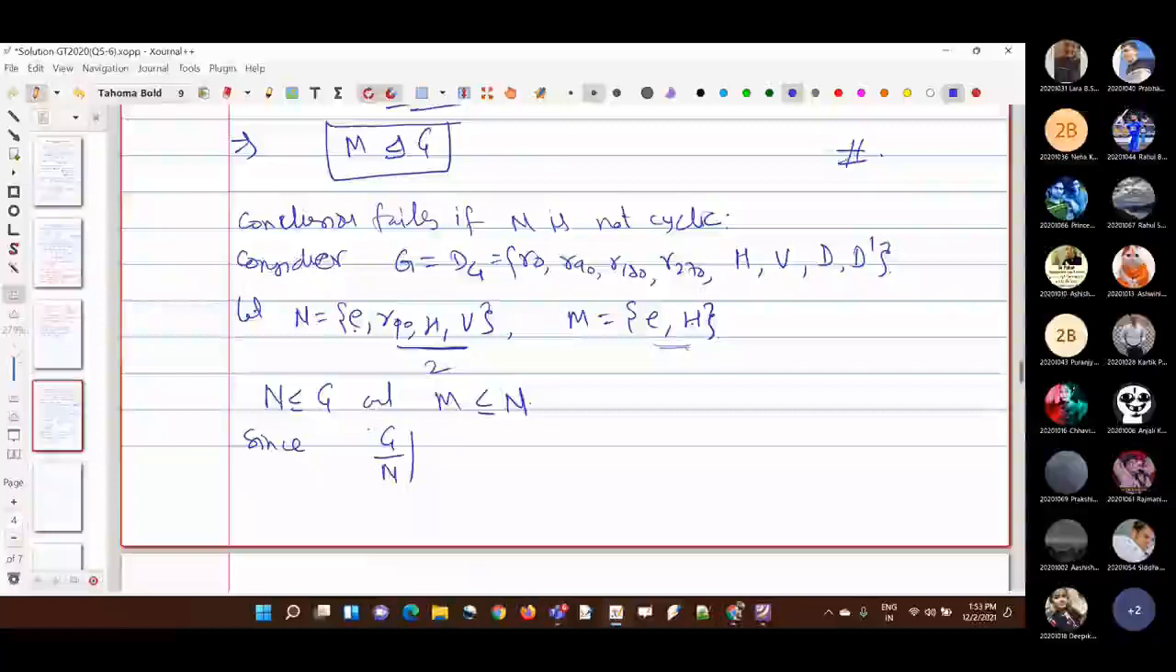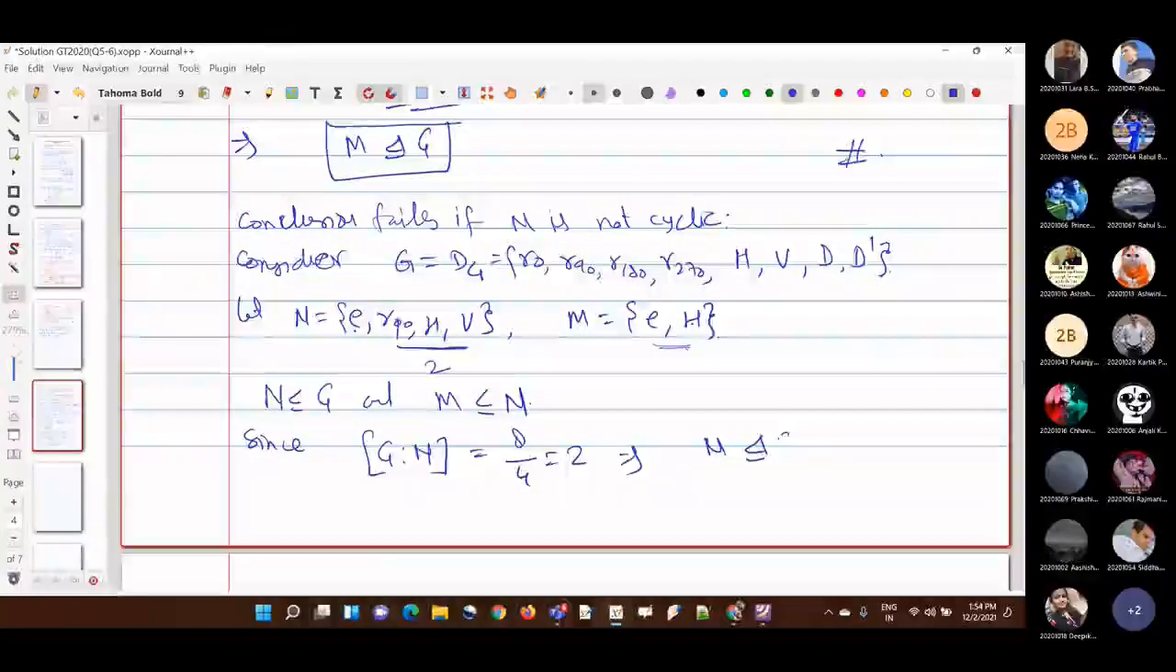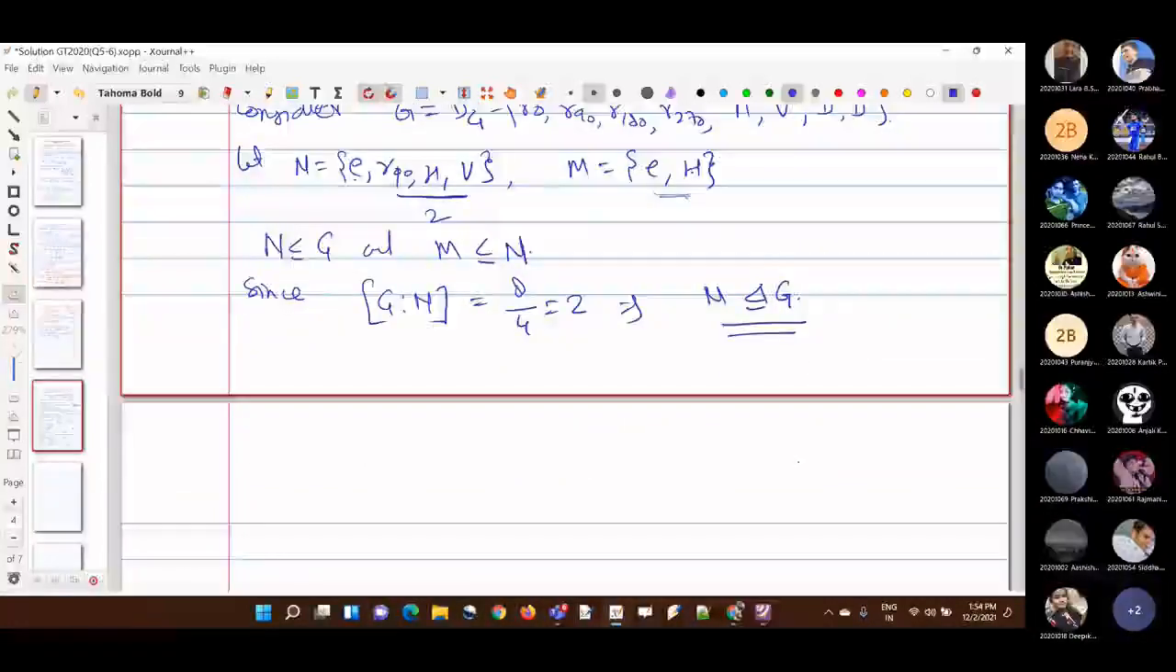Since we are computing the index, G by N, the index of N in G is equal to order of G by order of N. So order of G is 8 by 4. This is equal to 2. So if the index is 2, it means that N is normal in G. So every subgroup of index 2 is normal. This is a sufficient condition.